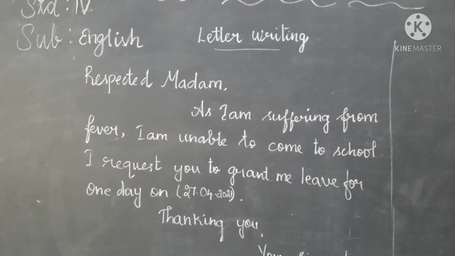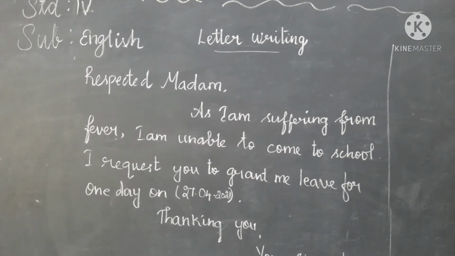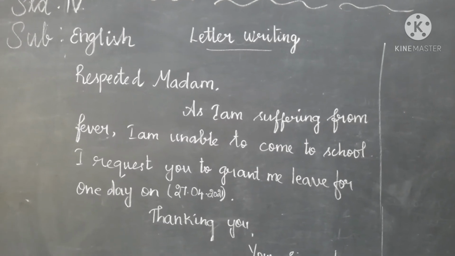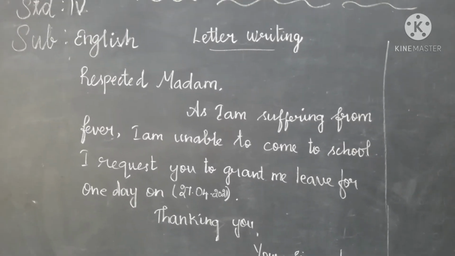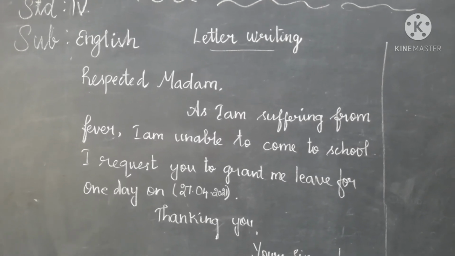Children, I hope now you have understood how to write the letter. You have to write the from address, the to address, and then you have to write the body of the letter. I will give another reason in the activity for you to try writing that.